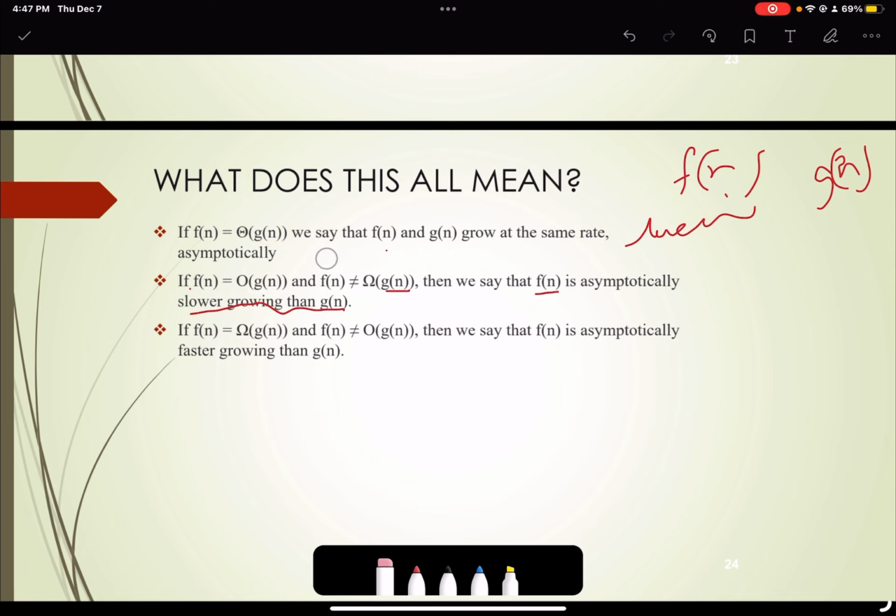So if f of n and g of n grow at the same rate asymptotically, we can write it like this: f of n is theta g of n. If the upper bound is given, but f of n is not equal to the lower bound g of n, we say that f of n is slower than g of n. And if the lower bound is given and f of n is not equal to g of n, then we say that f of n is faster growing than g of n.